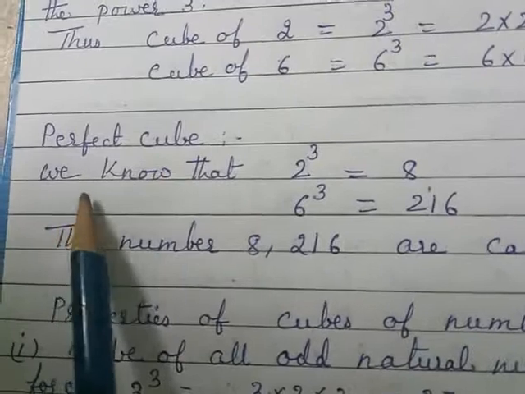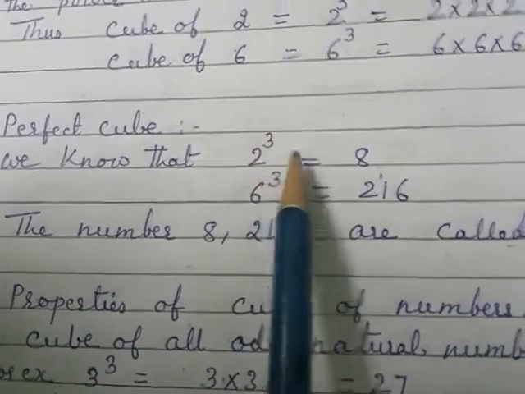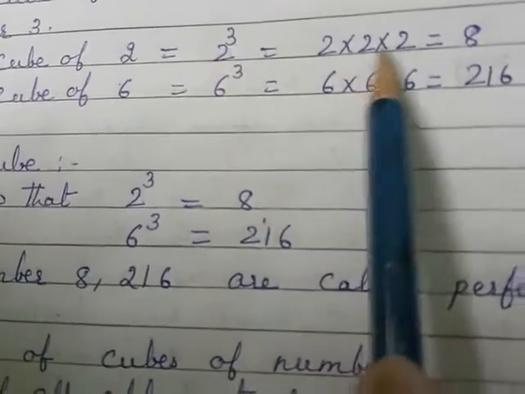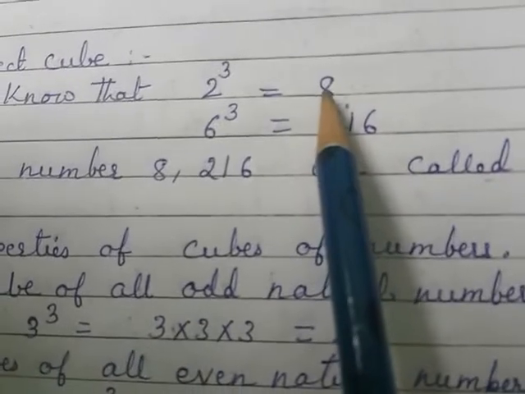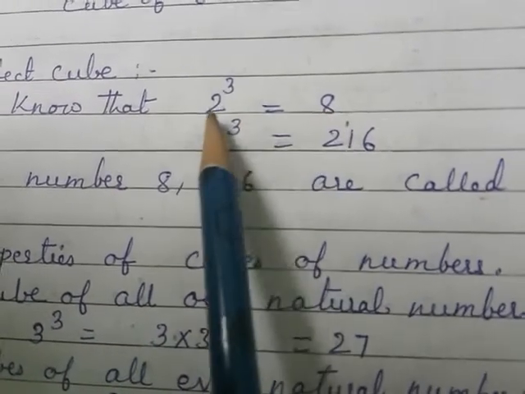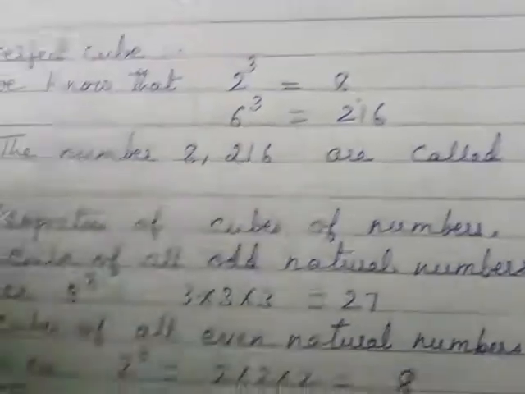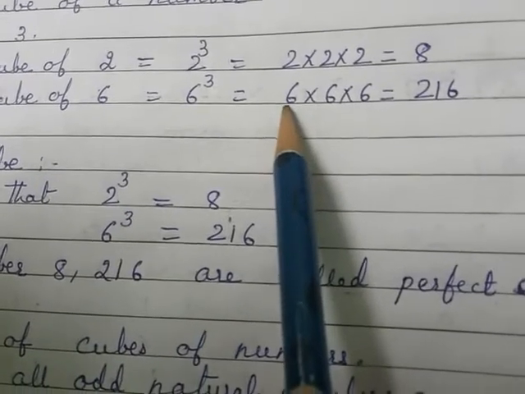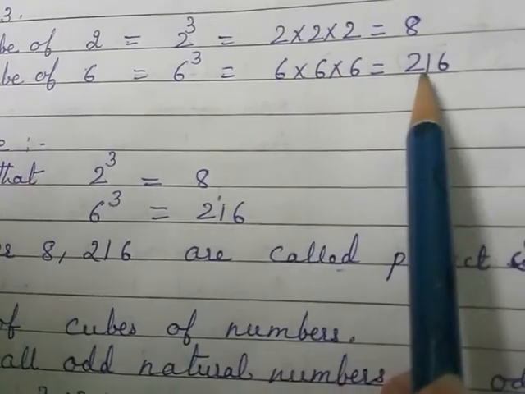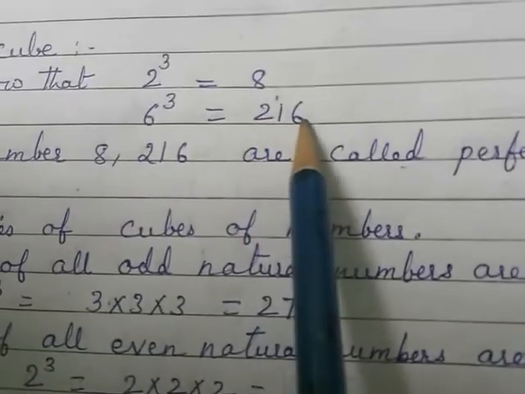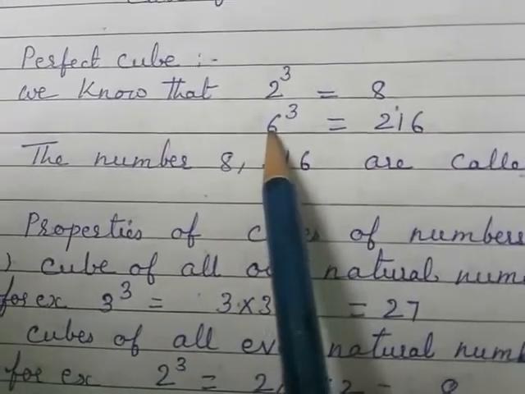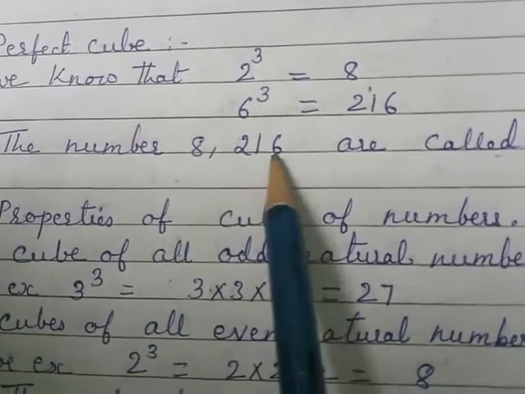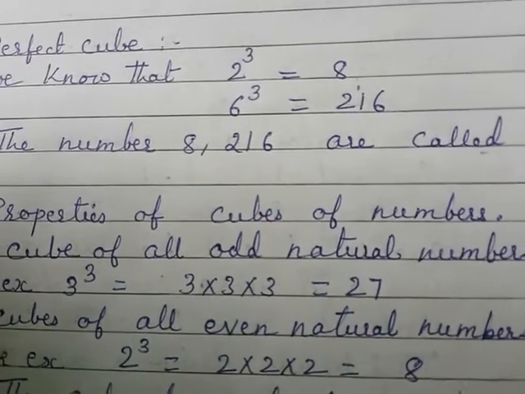Perfect cube. We know that 2 raised to power 3 is equal to 8. So 8 is the perfect cube of 2. In the same way, 6 raised to power 3, if you multiply 6 three times, we get 216. So, 216 is the perfect cube of 6. So, we can say the numbers 8 and 216 are called the perfect cubes.